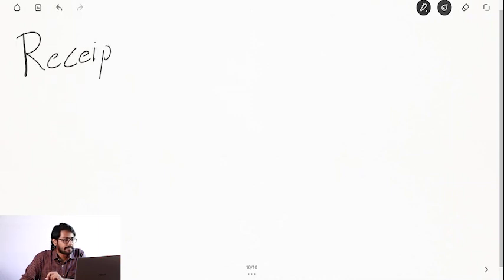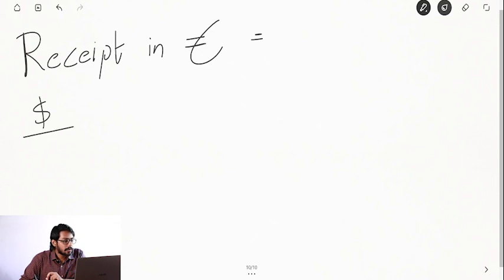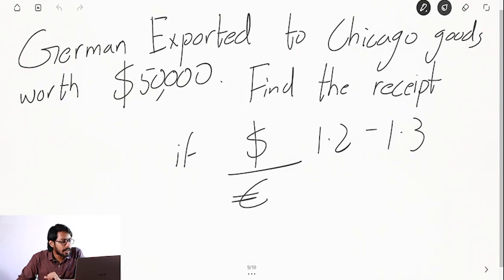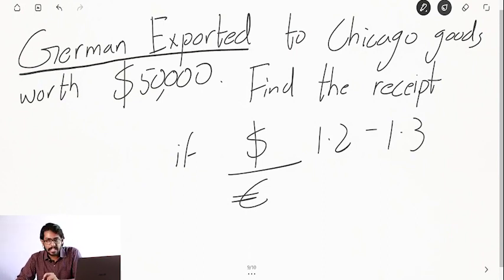Receipt in euro is equal to, what is the currency rate? Dollar by euro, 1.2, 1.3. Who are you? You are a German exporter. You are BMW. Okay, you are a German exporter.